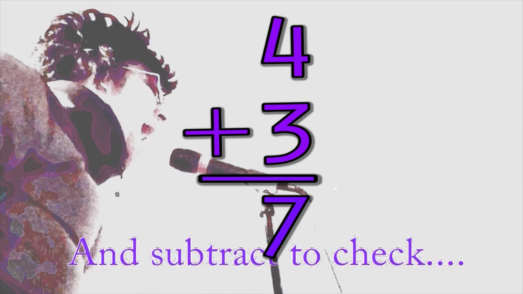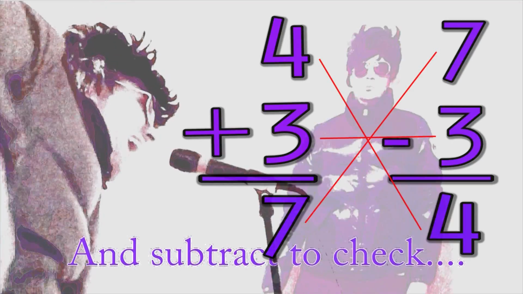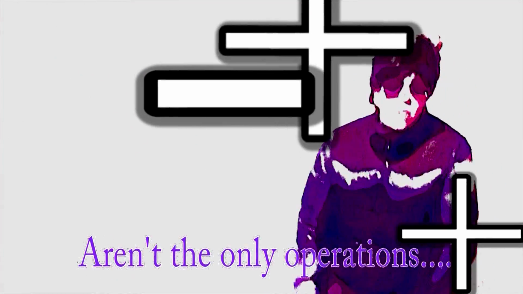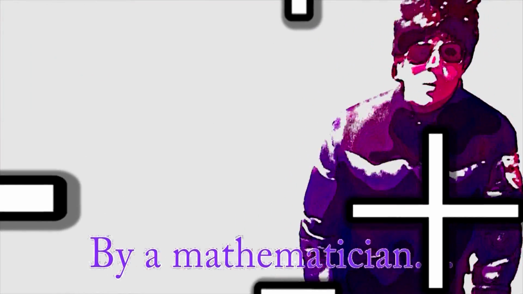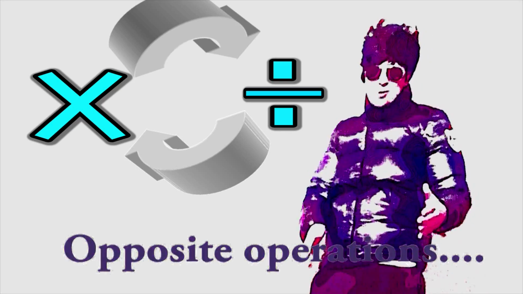You can add and subtract to check. Addition and subtraction are opposite operations. Multiply, divide, divide, multiply, they are opposite operations.